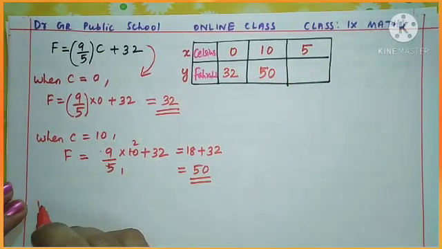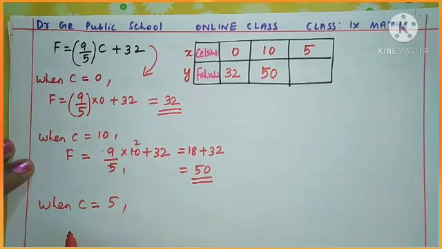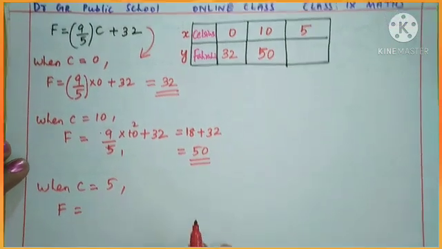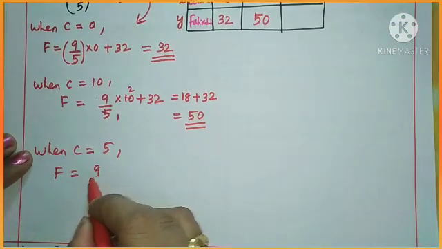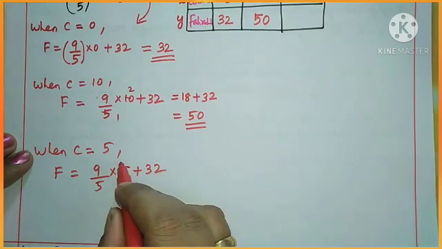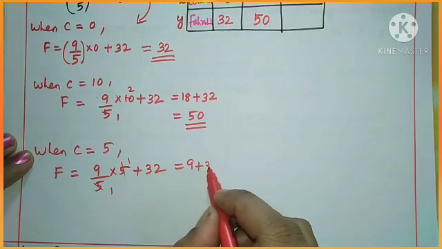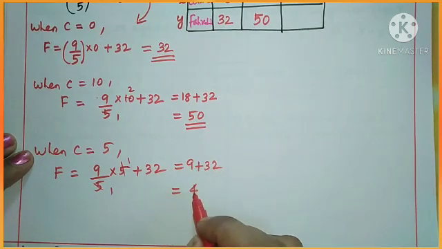Okay, now you want to put one more value when C equal to 5. So what F becomes? F equal to, yes, 9 by 5 into 5 plus 32. Here also you can cancel 5 and 5 one times. So the remaining 9 plus 32. What is 9 plus 32?